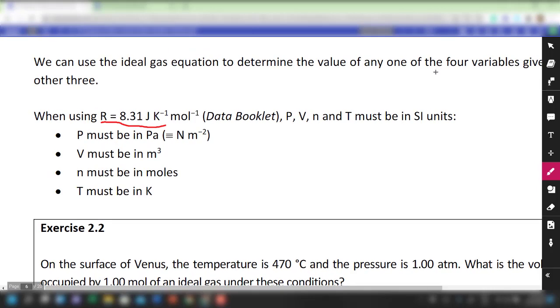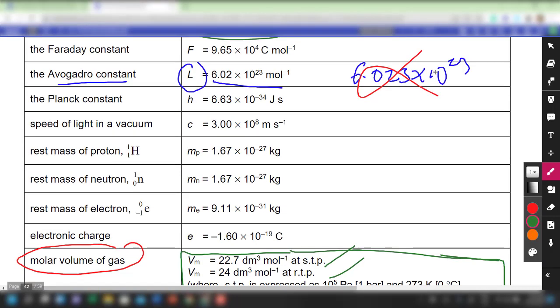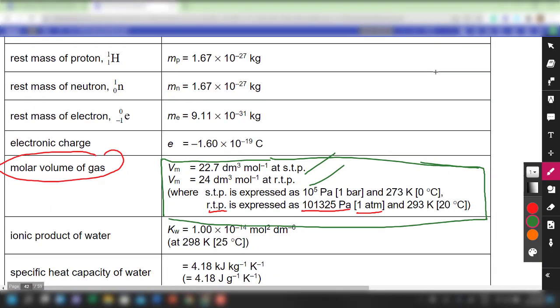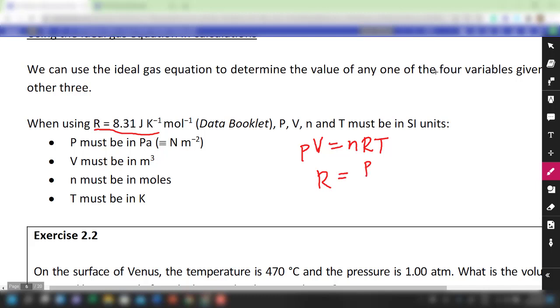So over here I'm just going to show you a very simple derivation. We will use the condition of room temperature and pressure. So that will be 101,325 Pascal, and then temperature will be 293 Kelvin. The molar volume will be 24 dm cubed. So we'll just use it here. Over here we have PV equals nRT. So we'll attempt to calculate R, which is equal to PV over nT.